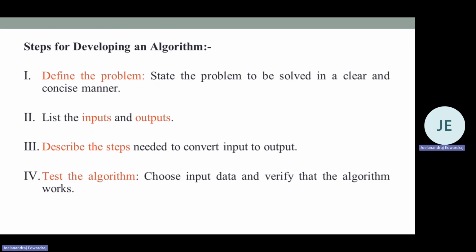Okay. The second step is to list the inputs and output. What input do you need? For the problem of finding the GCD of two numbers, what is the input you need? Exactly two numbers. If you have two numbers, you can find the GCD. What output do you get? We cannot give it; it is what comes out. What is the output of the GCD?